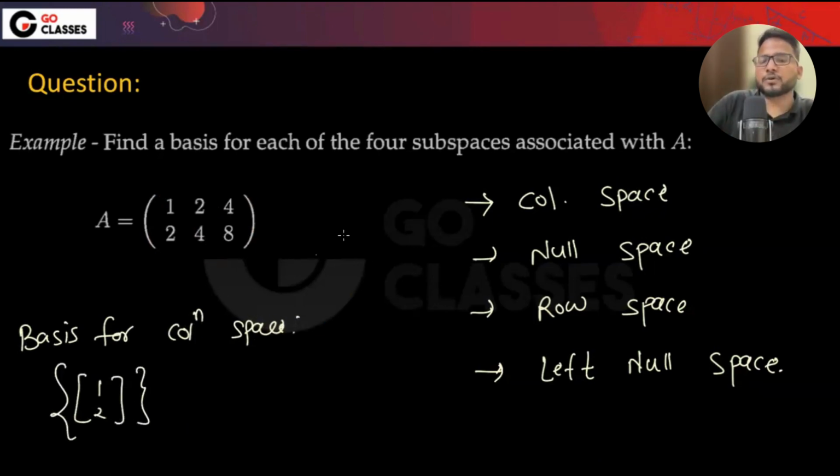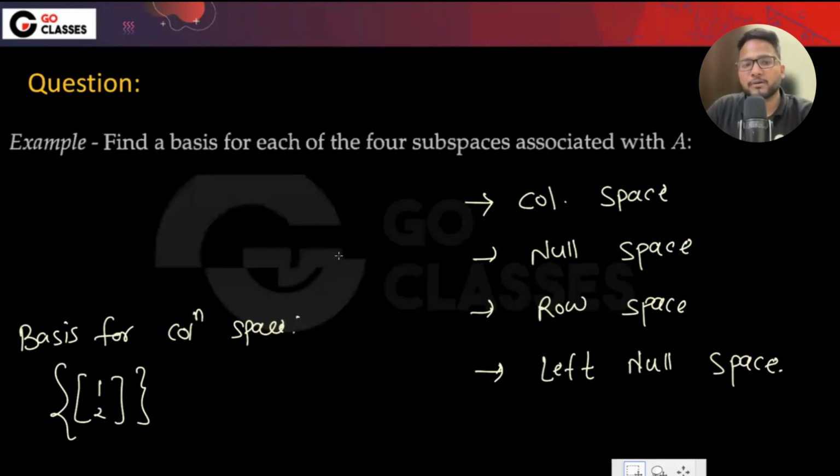What is the basis for the row space? Or let's just first find out the basis for the null space. How many basis vectors will be there in the null space? What is the dimension of the null space? Can you tell me? I think it will be 2, right? Because there are two free variables, right?